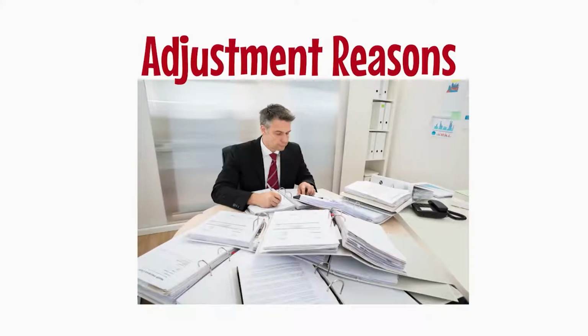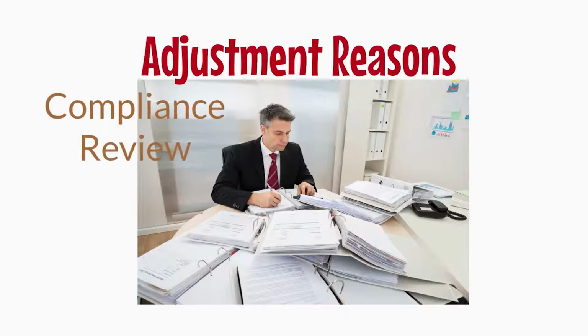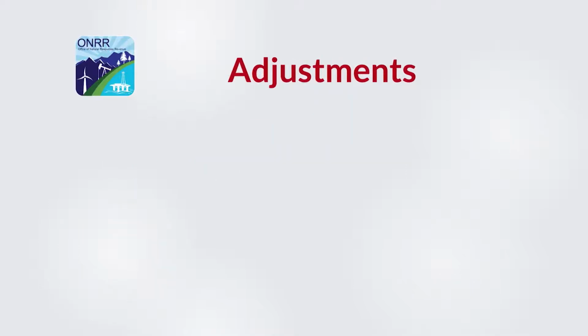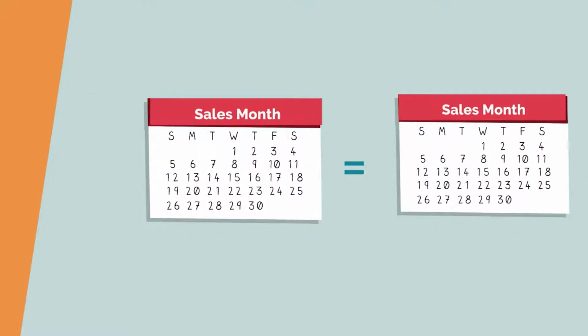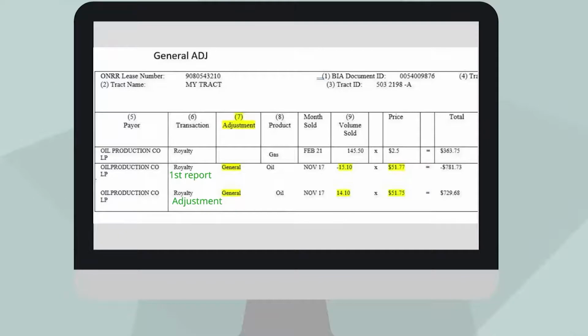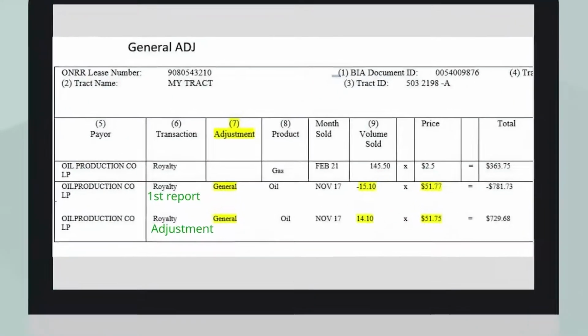Additionally, companies must make changes to previous reports due to compliance reviews or audits. All those changes are called adjustments. Adjustments are associated with the corresponding sales month, allowing you to track each one. The new report will have both the original reported amount as a negative number and the new amount as a positive number. Both amounts appear on your EOP in the row where there is an adjustment reason listed in column 7.